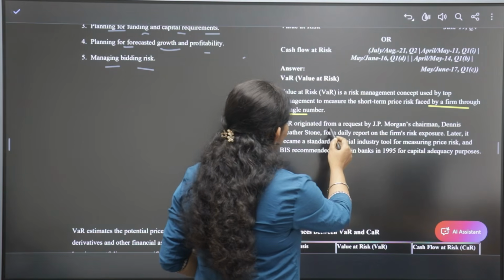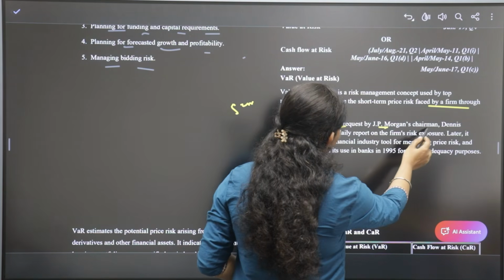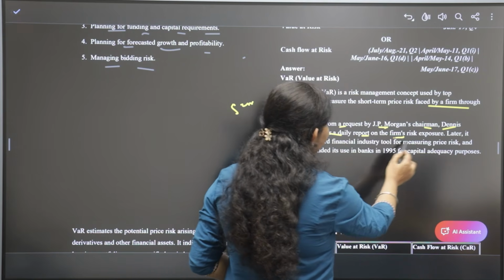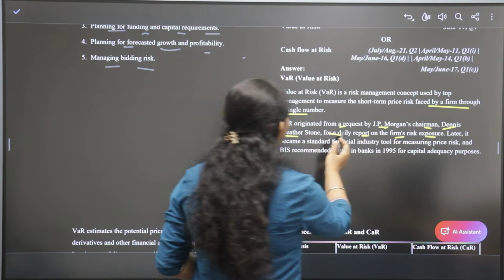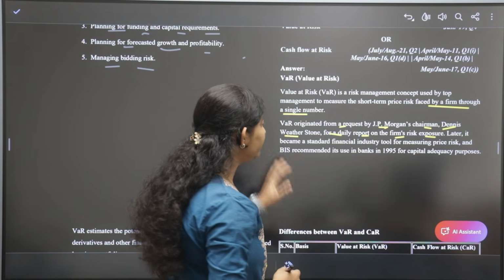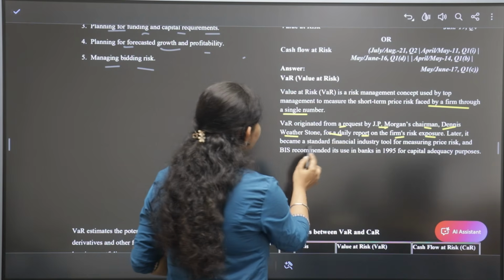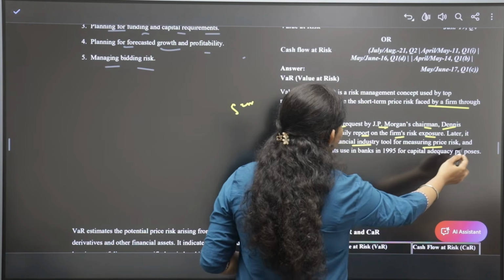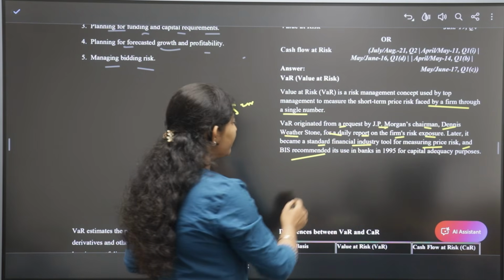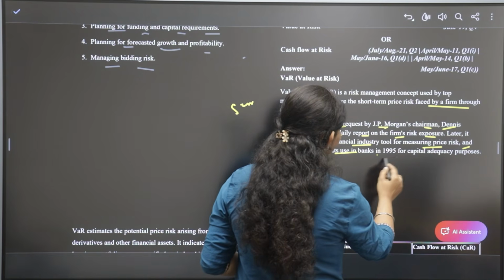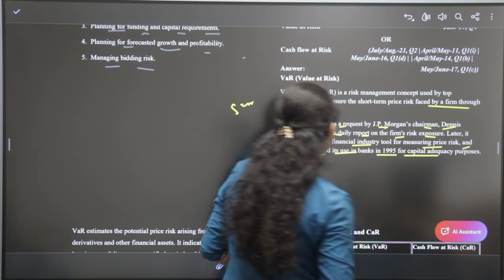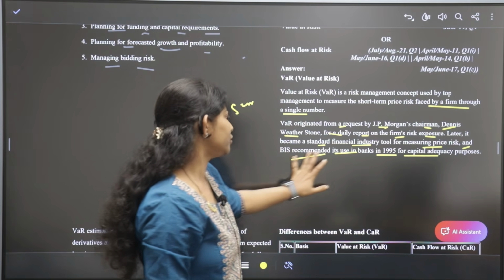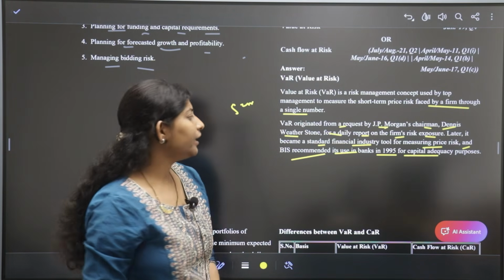It originated from a request by JP Morgan's chairman Dennis Weatherstone for a daily report on the firm's risk exposure. So these are the persons who developed this VAR. Later it became a standard financial industry tool for measuring price risk, and the BIS recommended its use in banks in 1995 for capital adequacy purposes.